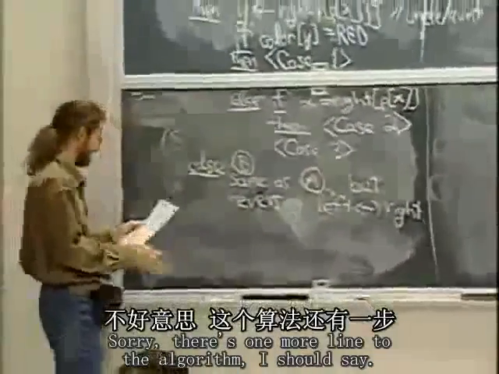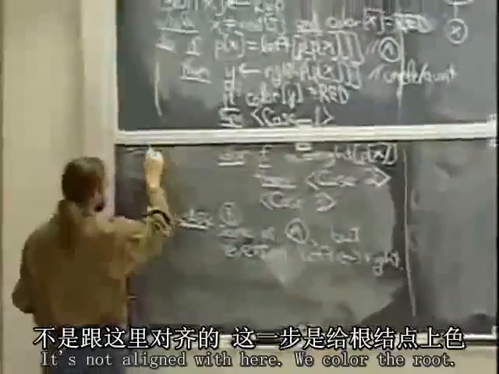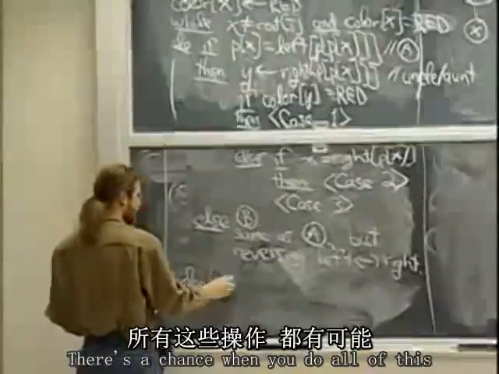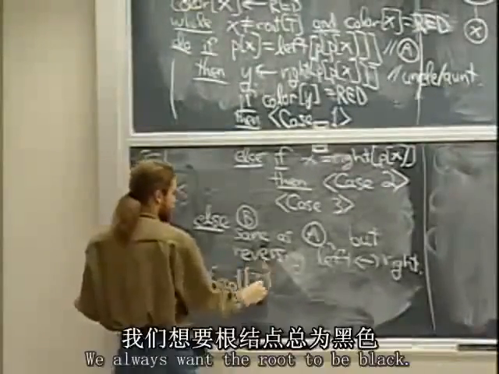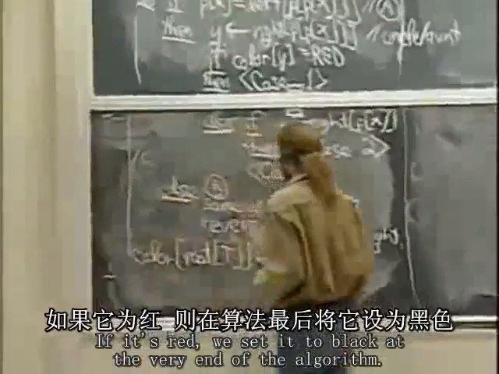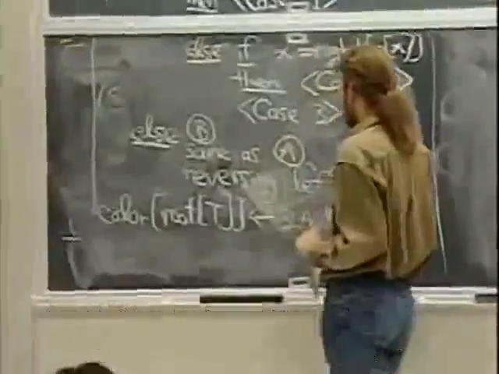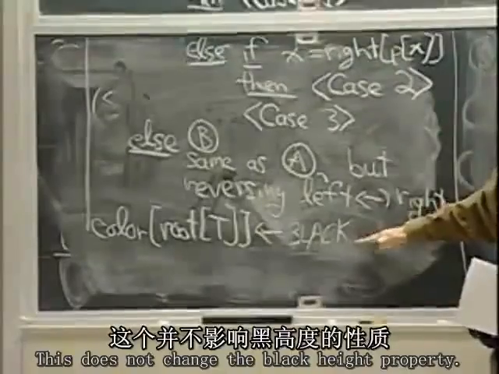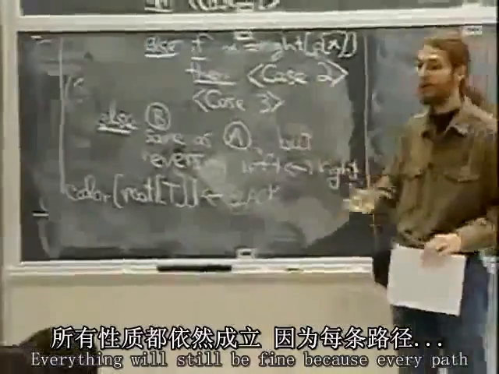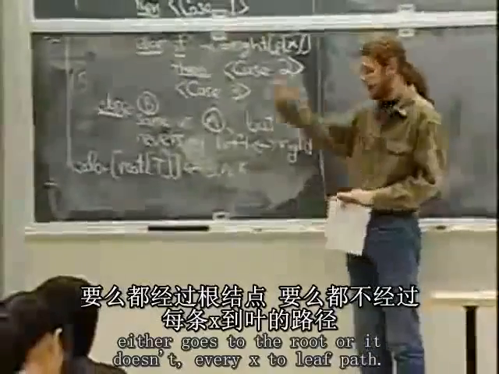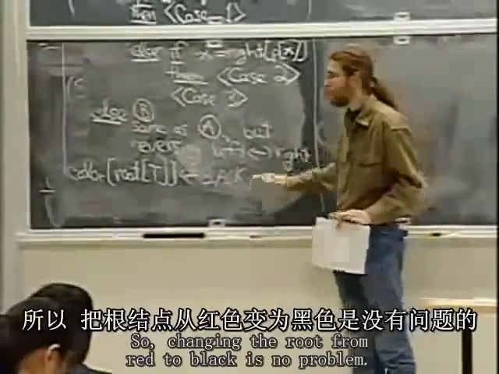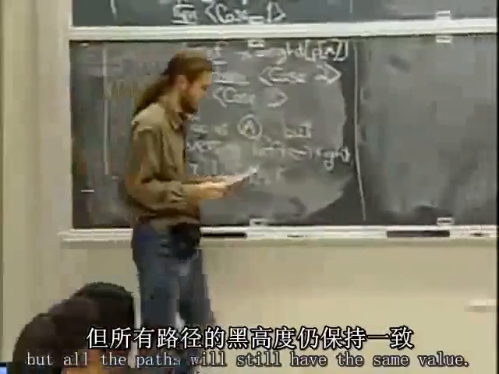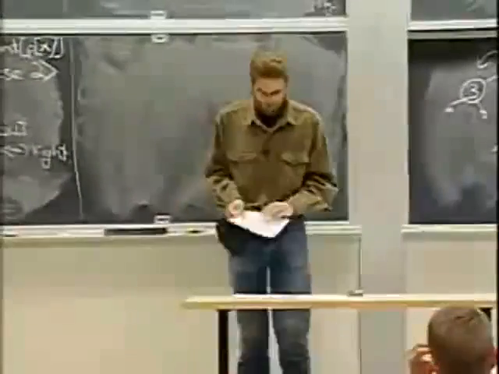There's one more line to the algorithm, I should say. So aligned with here, we color the root. There's a chance when you do all of this, the root becomes red. We always want the root to be black. If it's red, we set it to black at the very end of the algorithm. This does not change the black height property. Everything will still be fine because every path either goes to the root or it doesn't. Every X to leaf path. So changing the root from red to black is no problem. It will increase the black heights of everyone, but all the paths will still have the same value, just one larger.